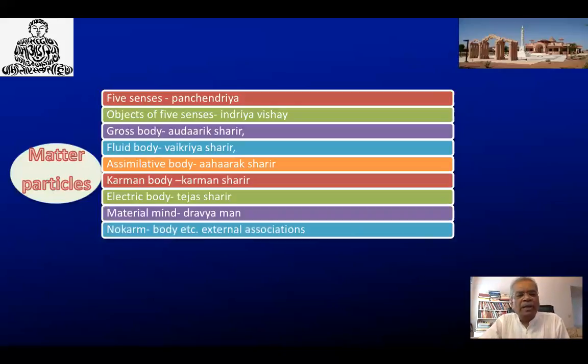No karma body: external associations are called no karma. No karma means the physical body, my senses and everything; they are all called quasi karma. They are not karma, but they help karma to come to the soul. For example, I have a body, and the Omniscient Lord has a body. And there is very extreme heat going on. The Omniscient Lord doesn't care because he has separated himself from the body.